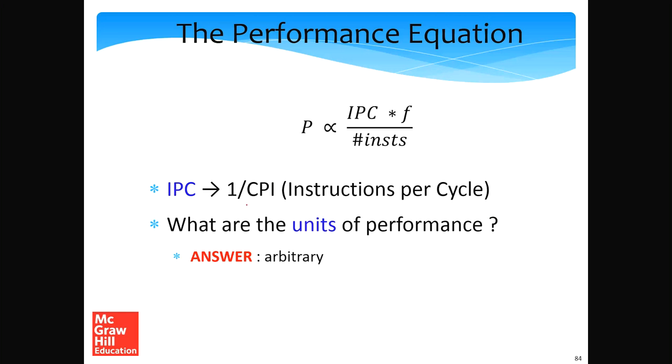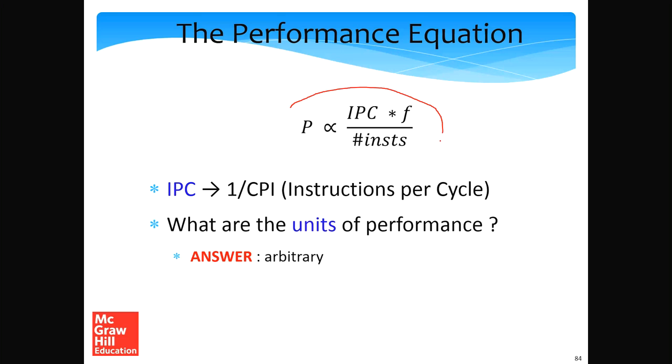Let us refer to 1 by CPI as IPC. IPC is instructions per cycle. So the performance will be proportional to IPC, instructions per cycle, times the frequency divided by the number of instructions.